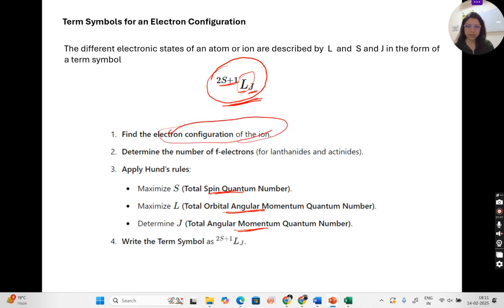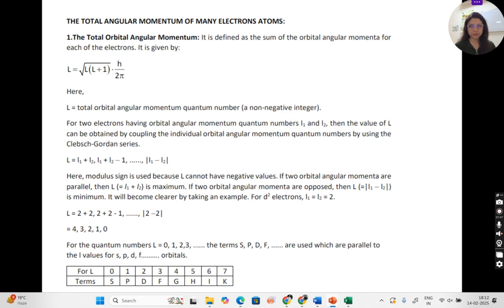and then in the case of f-block lanthanoids and actinoids, we need to calculate the number of f electrons in that particular case. For that, we need to memorize the lanthanoid series and their electronic configuration. And then finally, after calculating S, L, J, we can define this term symbol. Now the question is, how can we calculate S, L and J? There is a criteria to calculate all these factors, starting with L.